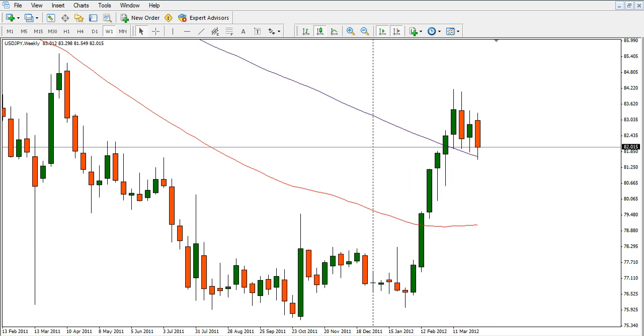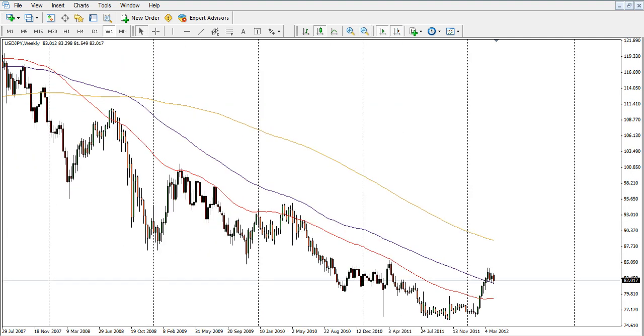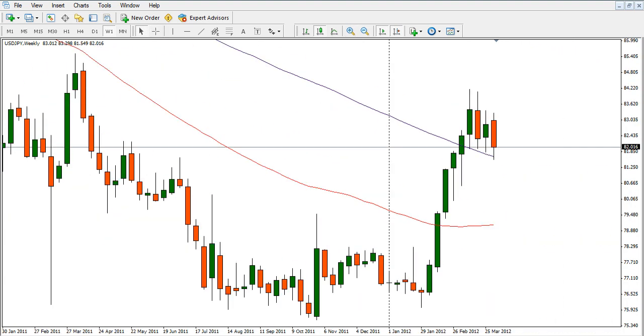But it looks like it's getting a little bit heavy now. But in terms of that weekly line, it's still holding very, very nicely. That's the only real interest I have on that weekly chart, unless we get a much bigger sell-off.